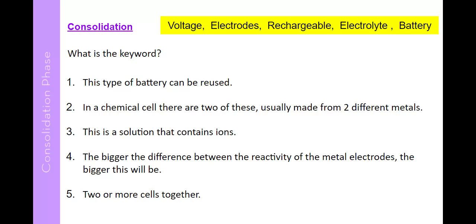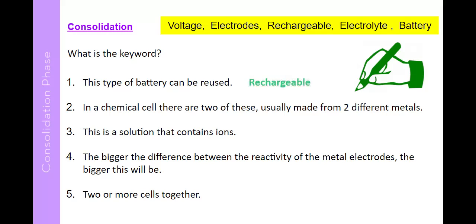Okay, so the answers are as follows. This type of battery can be reused: rechargeable. In a chemical cell, there are two of these, usually made from two different metals: electrodes, of course. This is a solution that contains ions: an electrolyte. The bigger the difference between the reactivity of the metal electrodes, the bigger this will be: voltage. Two or more cells together make a battery.